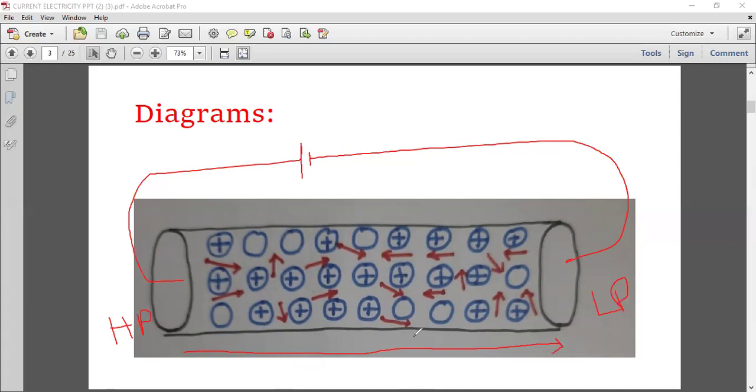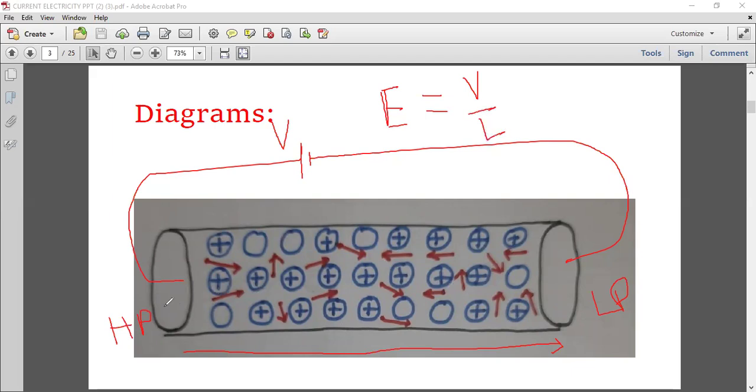An electric field will be developed all across the length of the conductor. उस इलेक्ट्रिक फील्ड का मैग्नीट्यूड क्या होगा? अगर इस कंडक्टर की लेंथ हम L ले लें, और ये पोटेंशियल डिफरेंस V है, तो उस इलेक्ट्रिक फील्ड का मैग्नीट्यूड क्या होगा? इलेक्ट्रिक फील्ड सबको मालूम है, it is equal to potential gradient, potential drop per unit length.